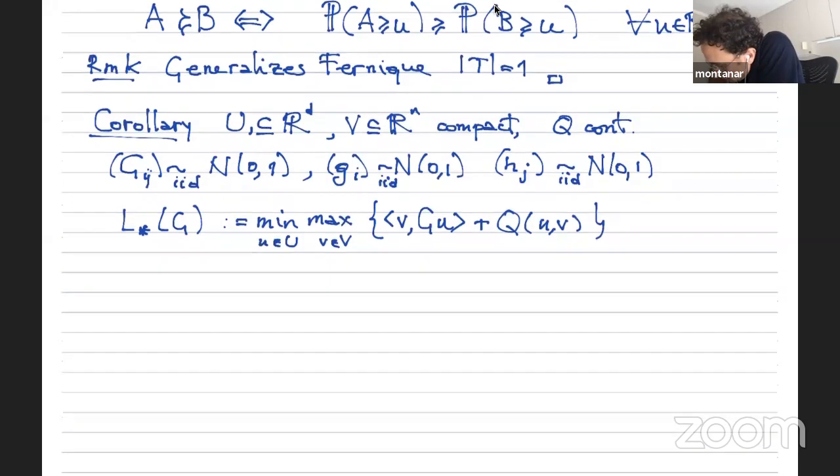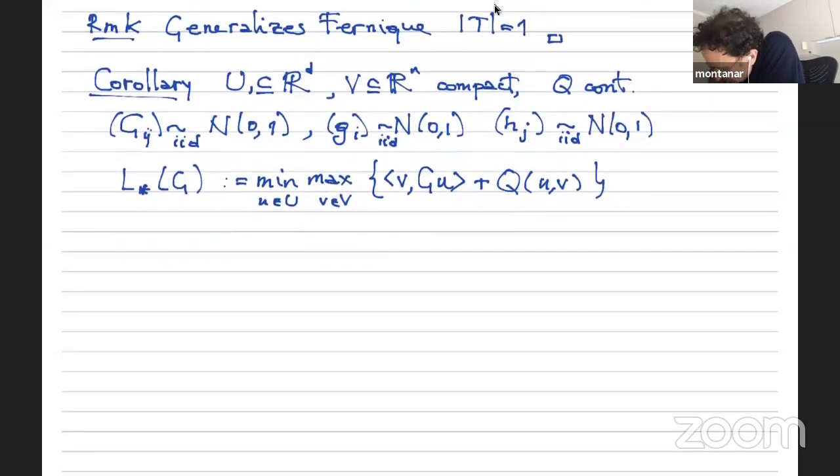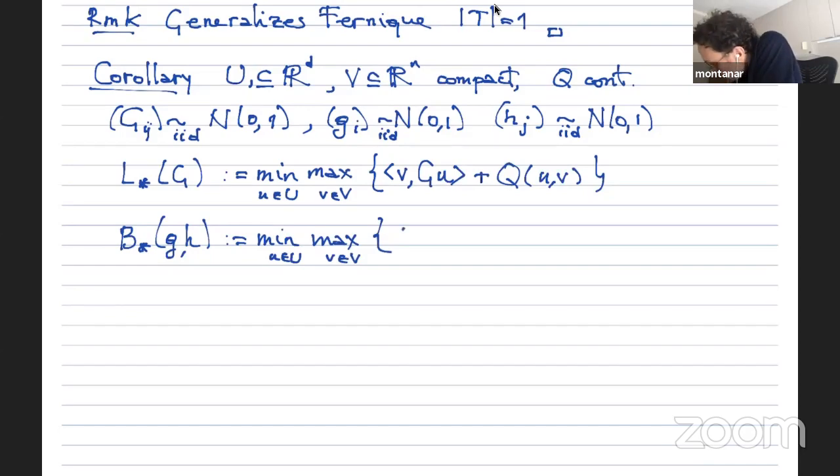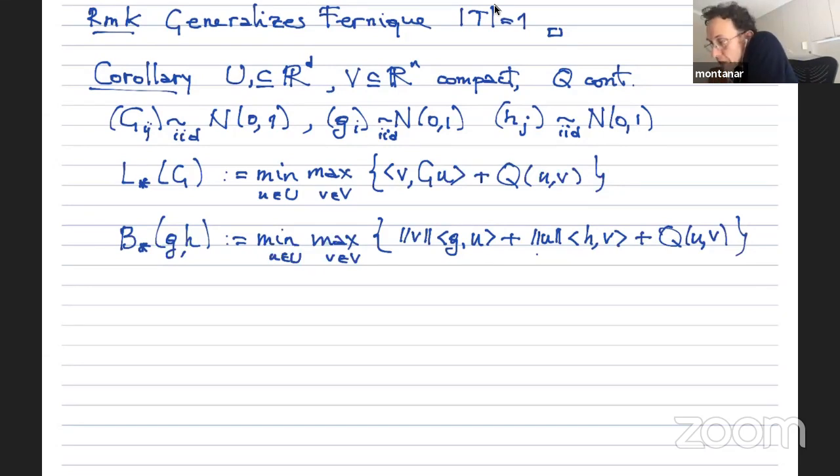Okay, and the other one will be C star, or okay, let me call it B star, of G and H. This will be the min of the max of, and now I'll do something much simpler. Okay, so I have these two problems.